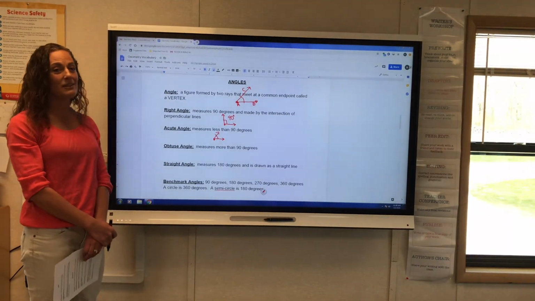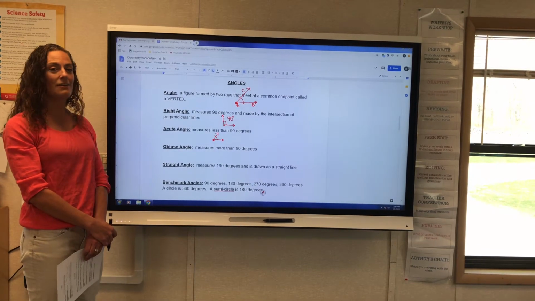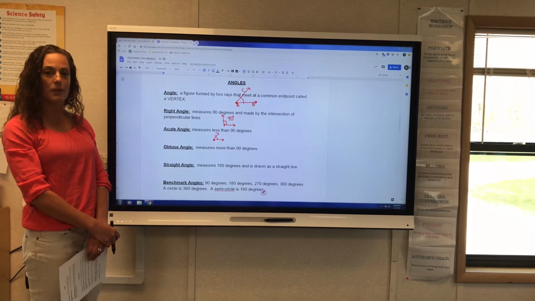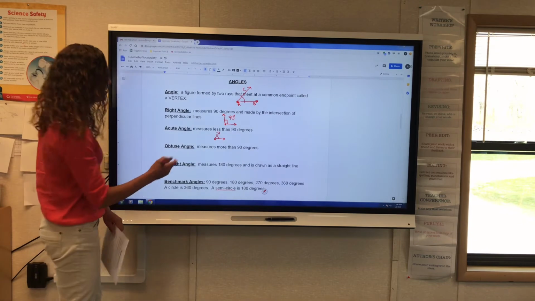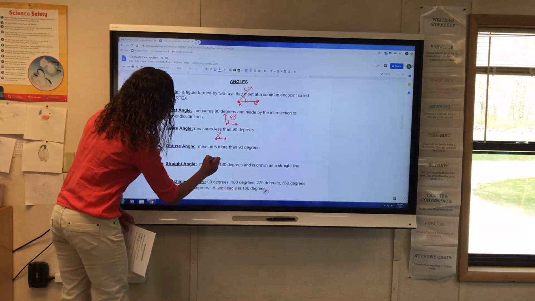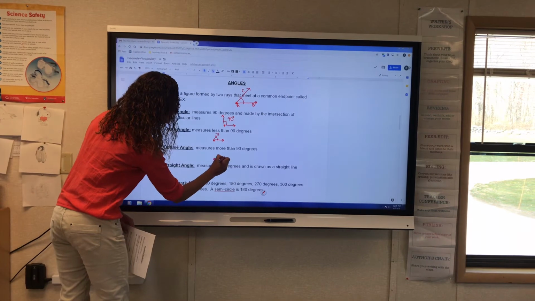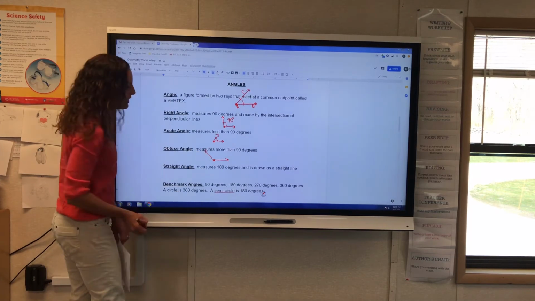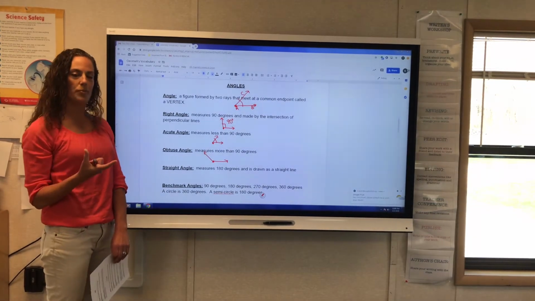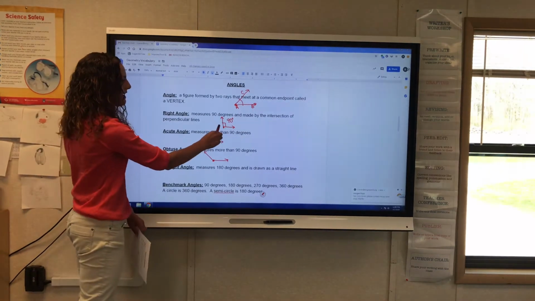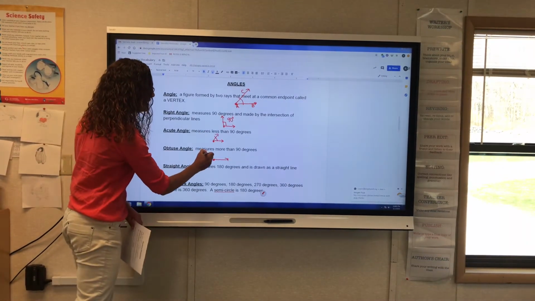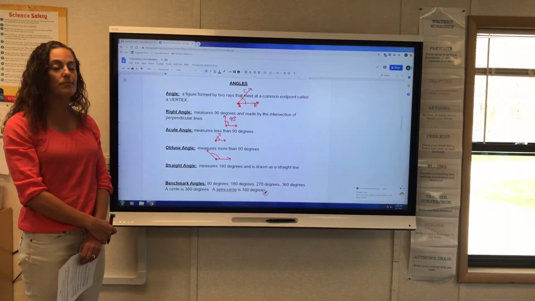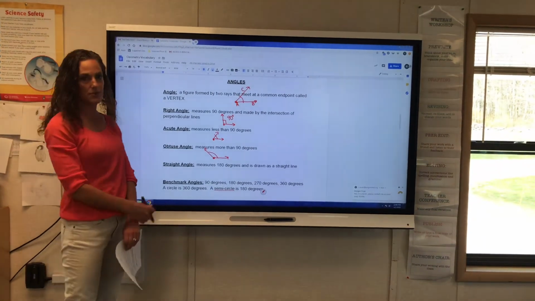Again, if it was 91 degrees, you wouldn't be able to tell if it was right or obtuse because it's too close. But if it's like 100 degrees or 120 degrees, it would be very obvious to you. So an obtuse angle would look like this. You can tell that the two rays are open quite a bit, open more than that 90 degree corner there. So I know that this measures more than 90 degrees. Again, I don't know what it measures exactly, but I know it's more. So that would be labeled obtuse.